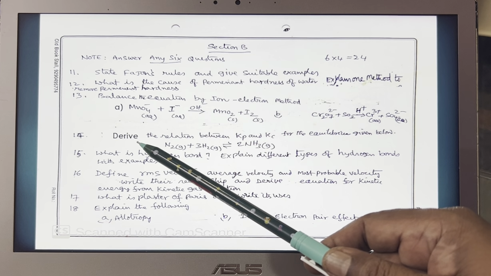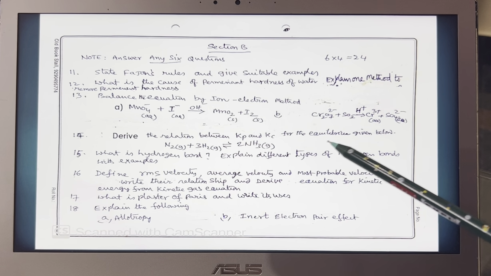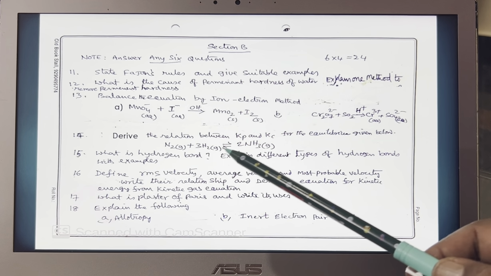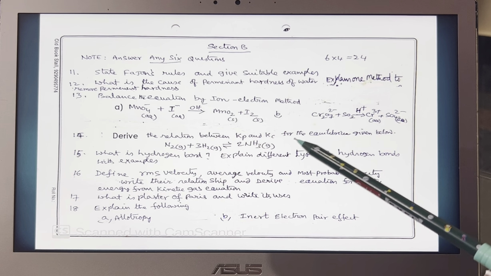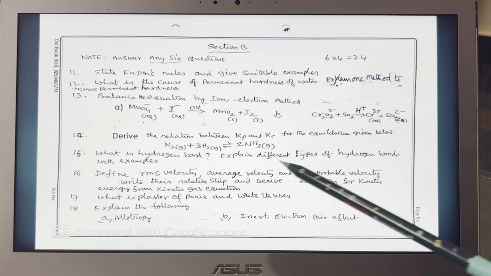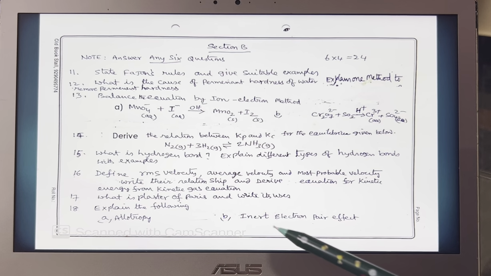Next one is derive the relation between Kc and Kp for the equilibrium given below. N2 plus 3H2 gives rise to 2NH3. This is the equilibrium, chemical equilibrium. What is a hydrogen bond? Explain different types of hydrogen bonds with examples.